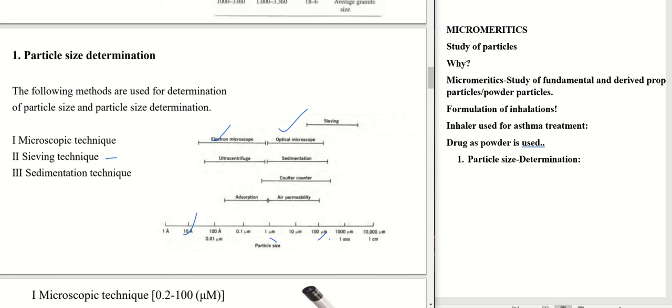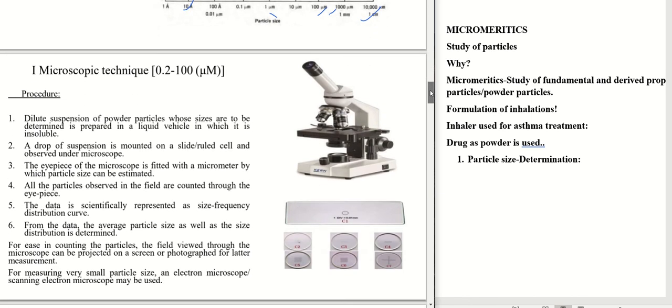The sieving technique is used for a range of 10 micrometers to 1 centimeter. The sedimentation technique is used for a range of 1 micrometer to 1 mm. Likewise, based on the size ranges and specificity, we will have specific techniques to get precise results. Now let's get into each technique. The first one is the microscopic technique.